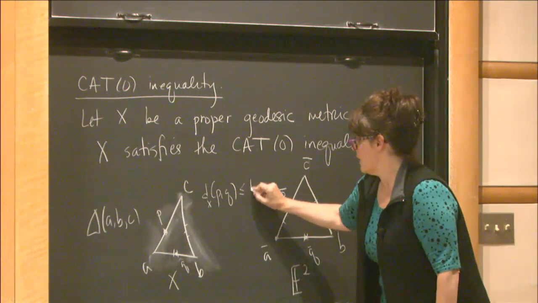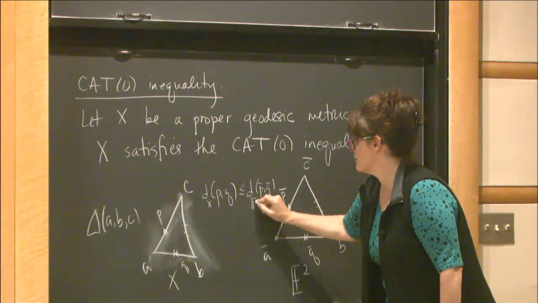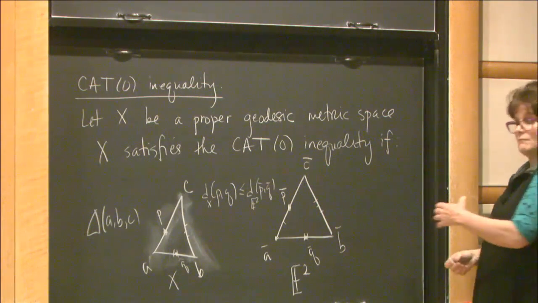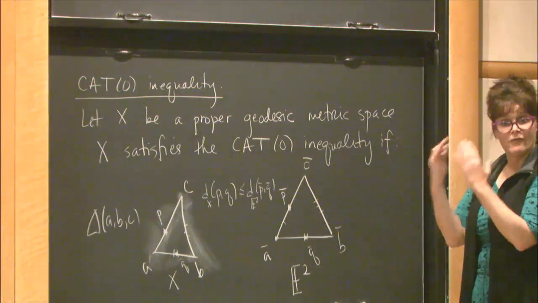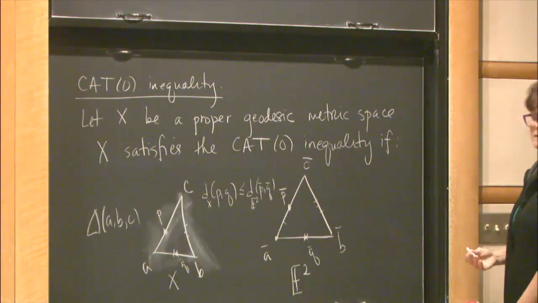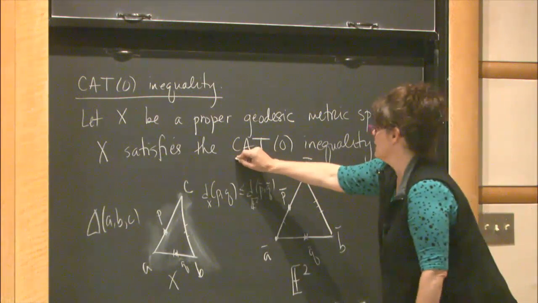that they're going to be smaller. They're going to be closer. Okay? So they're no fatter. They can be flat, but they can't be fatter than flat. That's the idea. So that's the Cat Zero Inequality.